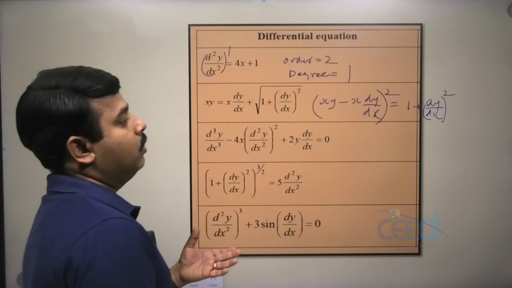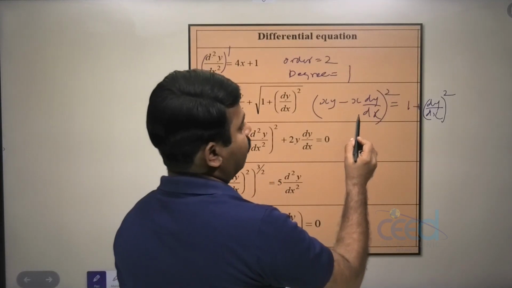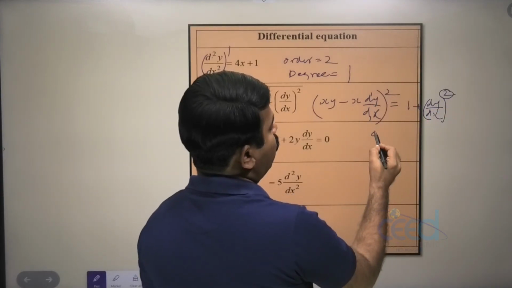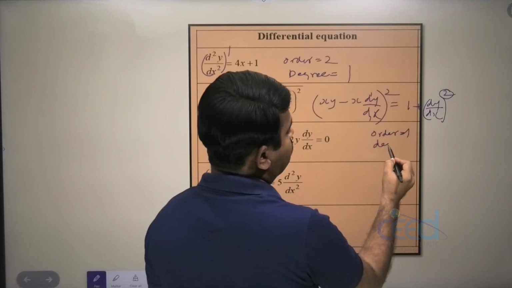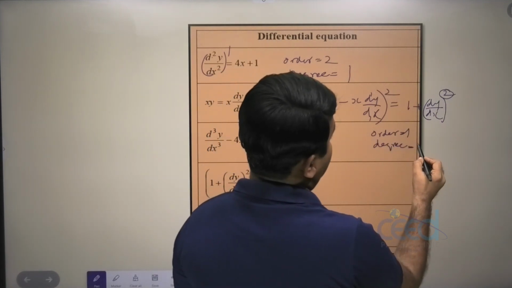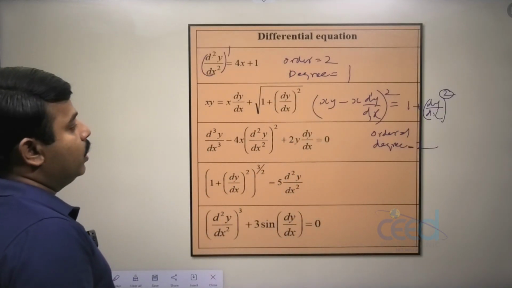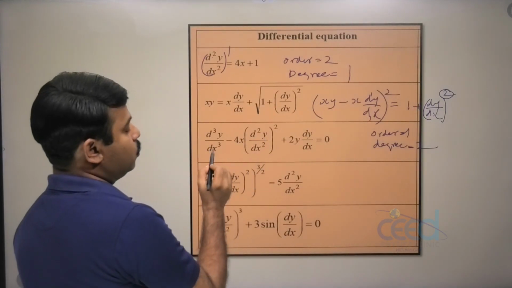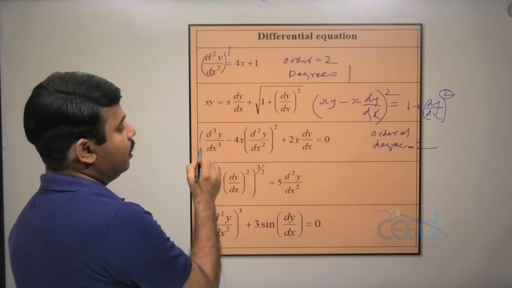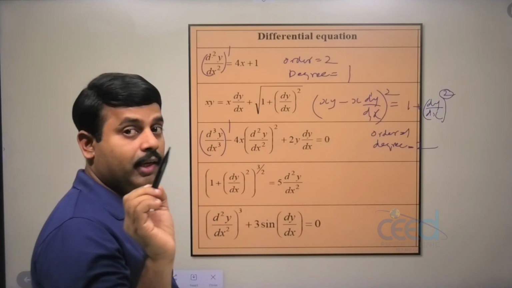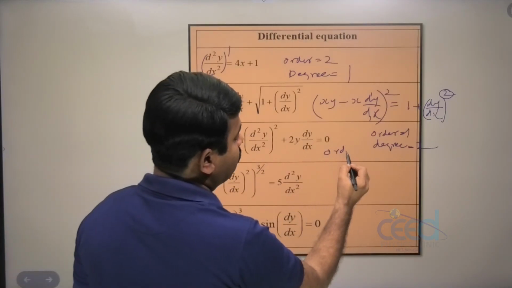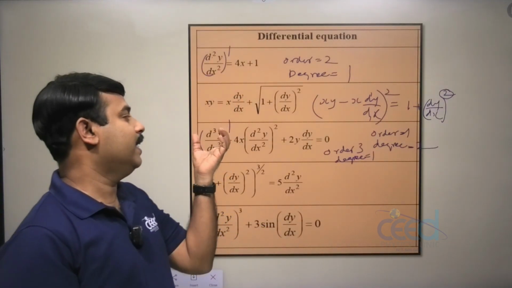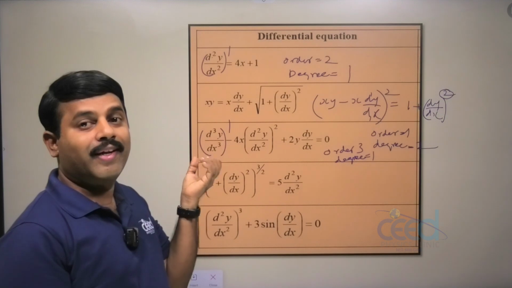Now what is the highest derivative? Only dy by dx, and the exponent of that term is 2. So order 1, degree 2. Now here, d square y by dx square has exponent 2, but the highest derivative is the third one, whose exponent is 1. So here the order is 3 but the degree is 1 only. The degree is the exponent of the highest order derivative.